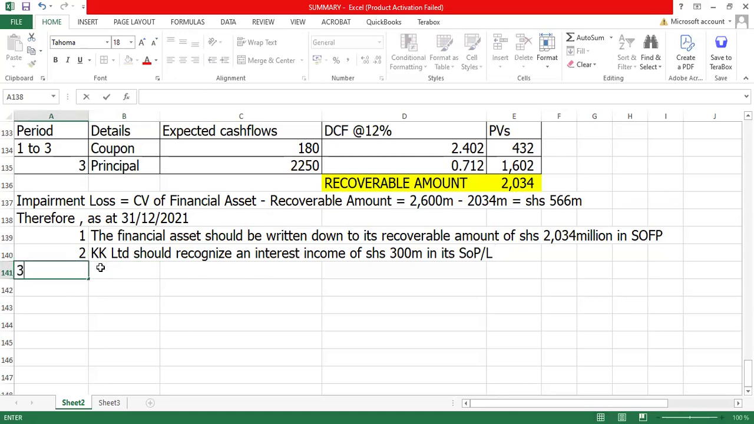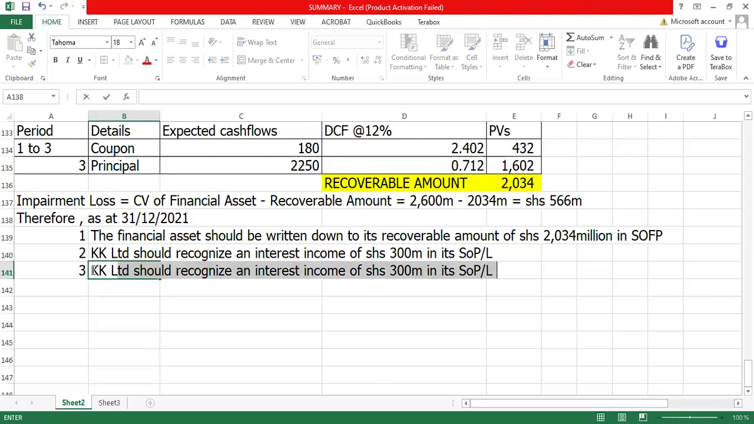Then still in the statement of profit or loss, KK Limited should recognize an impairment loss of shillings 566 million as an operating expense in its statement of profit or loss.